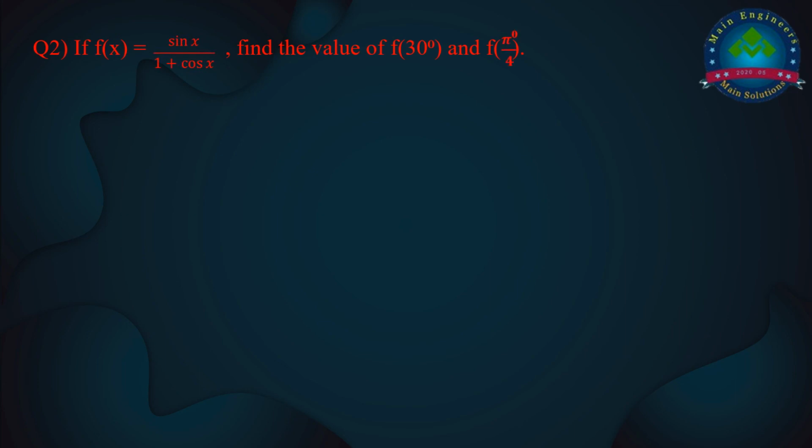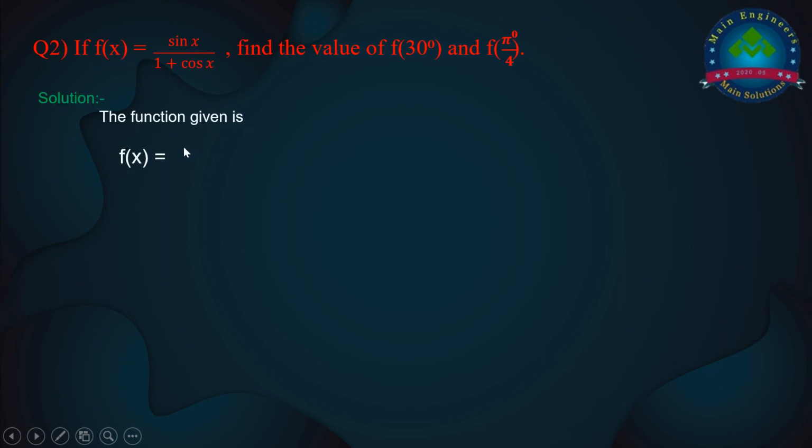So this is our second question. If f(x) is equal to sin x by 1 plus cos x, find the value of f(30 degree) and f(pi by 4). Pi means 180, so pi by 4 means 45 degree. They give us f(x) equal to this function, and they want us to find f(30) and f(pi by 4). So let's solve this question.